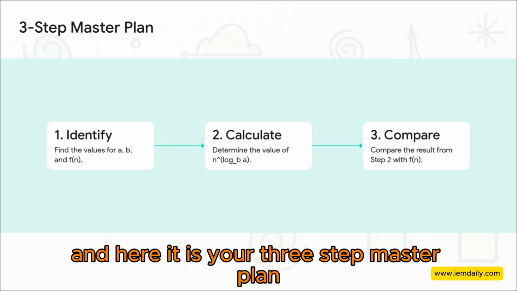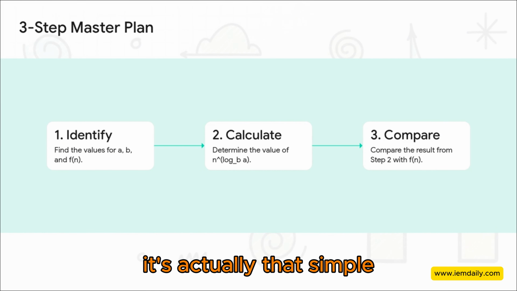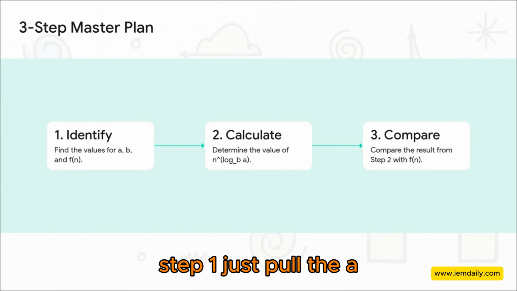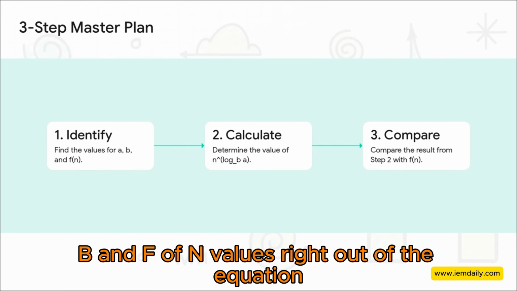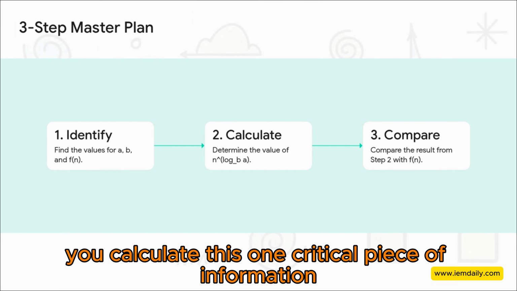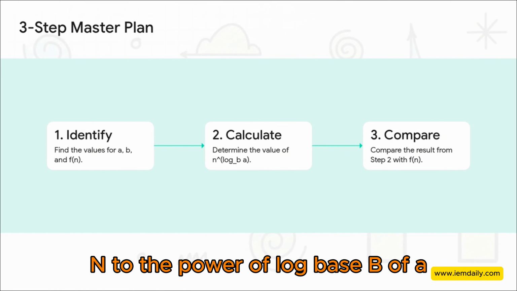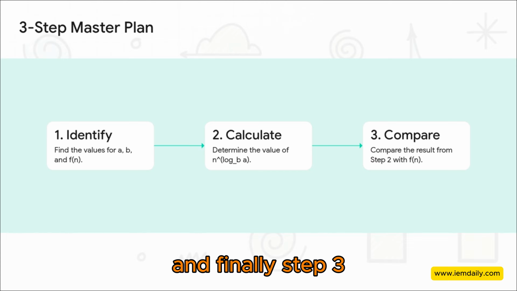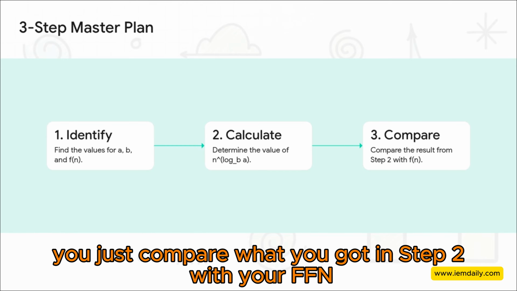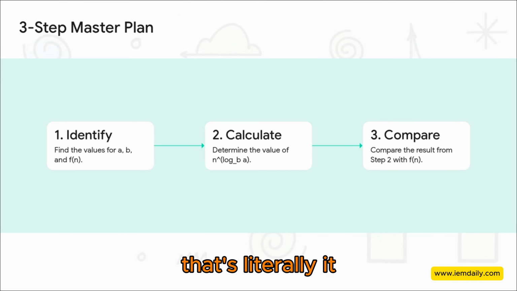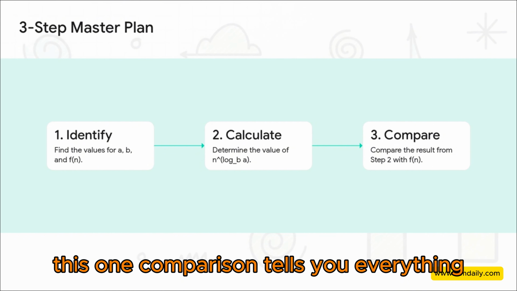And here it is, your three-step master plan. It's actually that simple. Step 1, just pull the a, b, and f of n values right out of the equation. Step 2, you calculate this one critical piece of information, n to the power of log base b of a. And finally, step 3, you just compare what you got in step 2 with your f of n. That's literally it. This one comparison tells you everything.